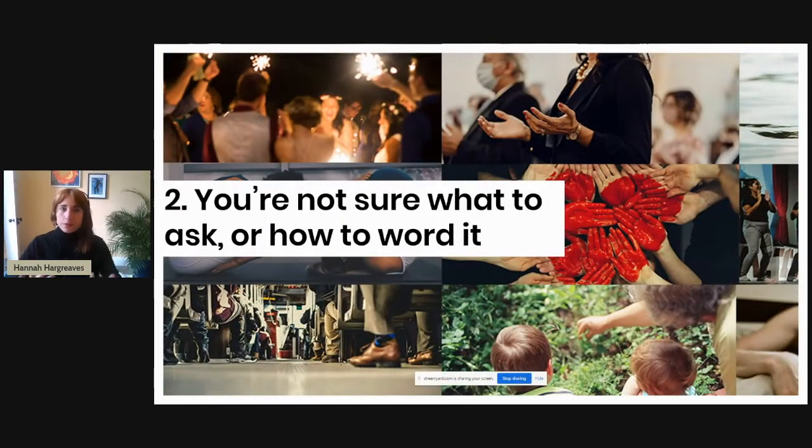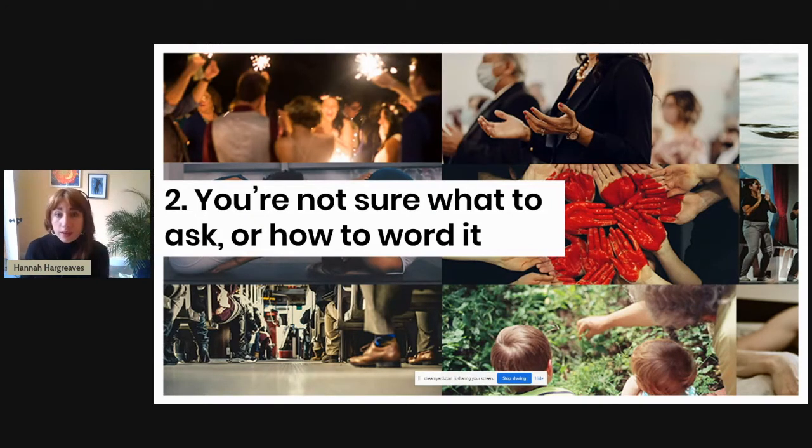So scenario number two might be if you're not quite sure what to ask or how to word it. So maybe there is a topic which you want to explore. You know it's interesting, but it's not one that you know much about. So you're not quite sure what to ask or how to word it. You might not even be entirely sure what you want to find out. So we've just talked about how a survey or a discussion guide is basically a list of questions which reflects your agenda.